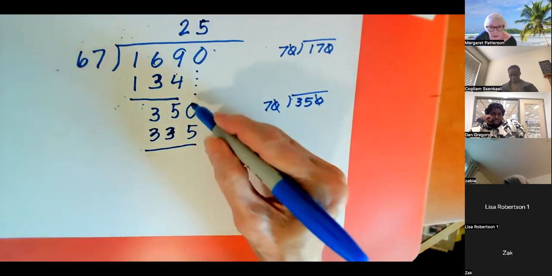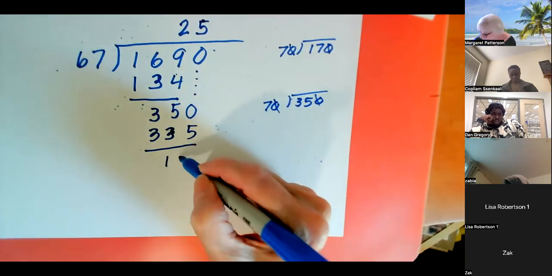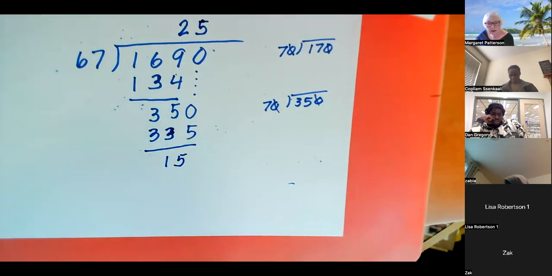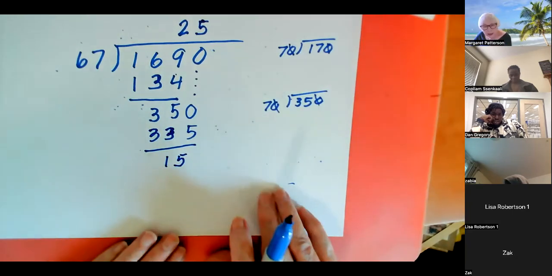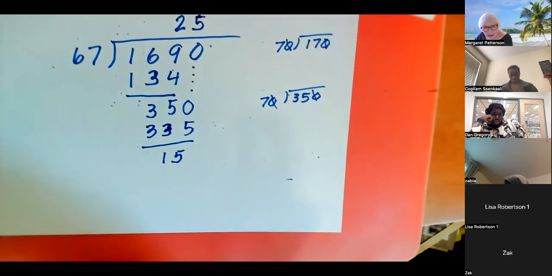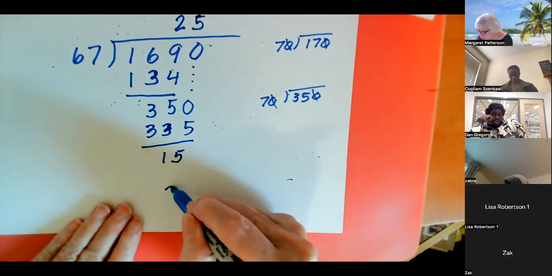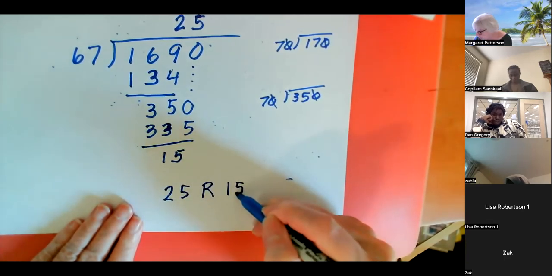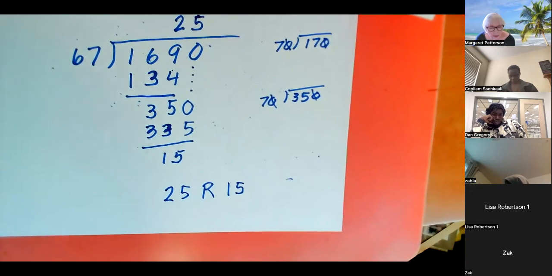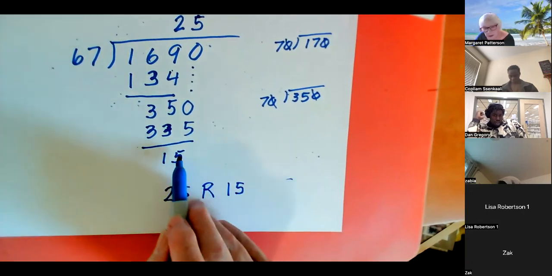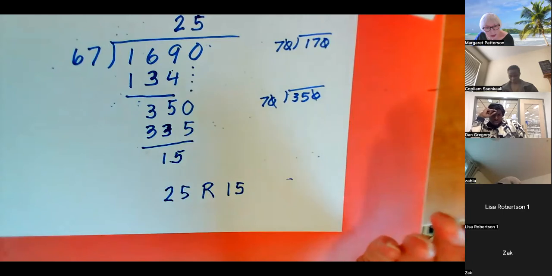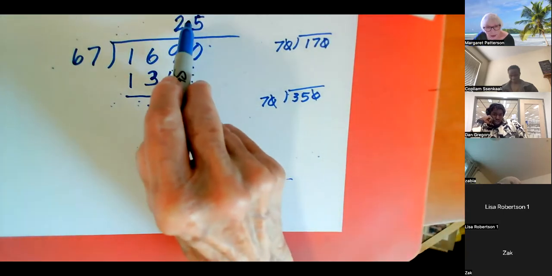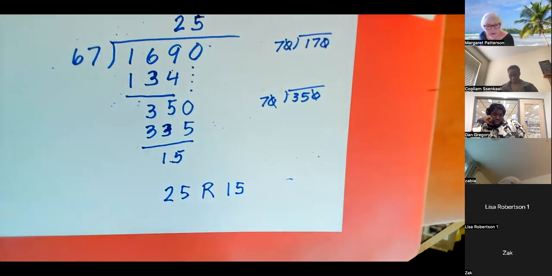That looks good. I'm going to subtract, and it's just 15. There's nothing more to bring down, so we're basically done. The way they're writing their answer would be 25, remainder 15. And that's the way they'll have it. They'll write it at this stage. So there was 15 left over. Last time there was nothing left over. There's your answer with a remainder of 15.